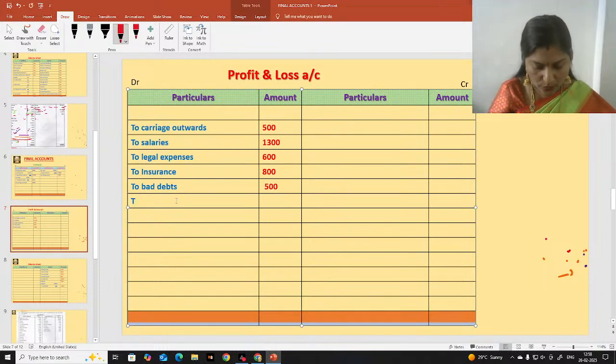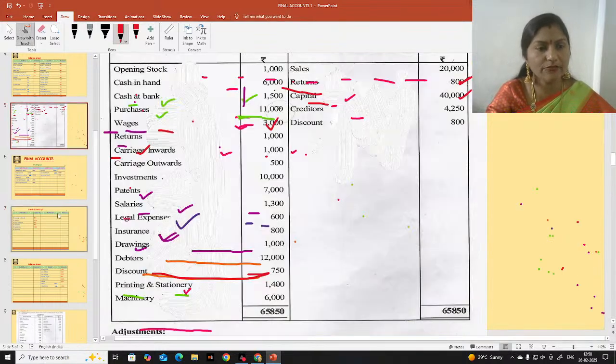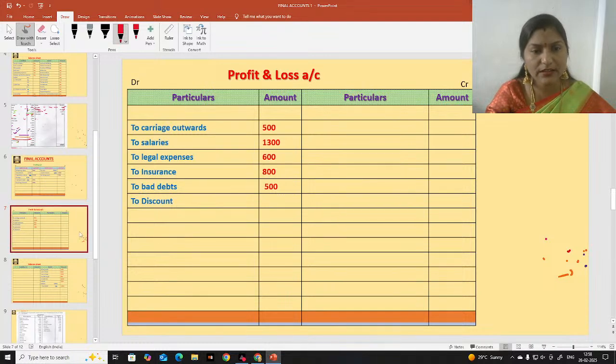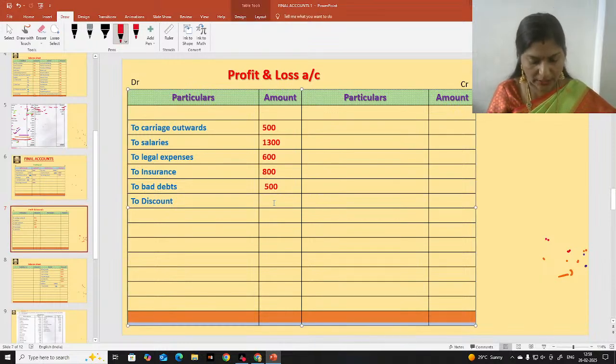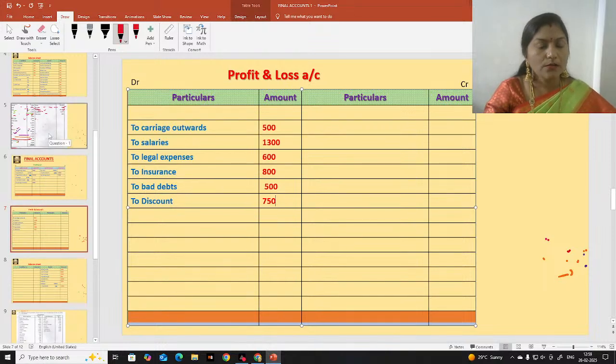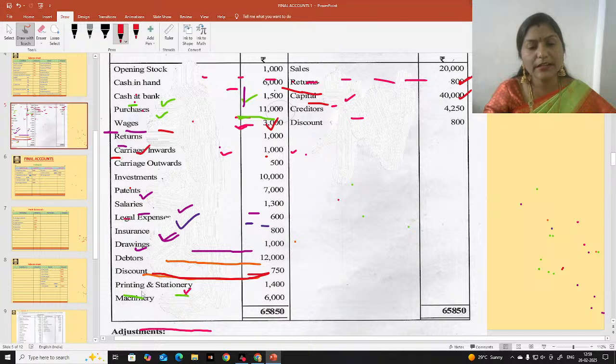To discount. So how much it is? Discount 750. Let us record 750 here. I am recording in amount column 750. Okay. So next item. Next item is printing and stationery. You can see next item, printing and stationery. It is how much? It is 1400.